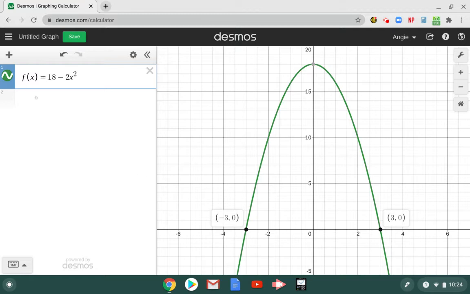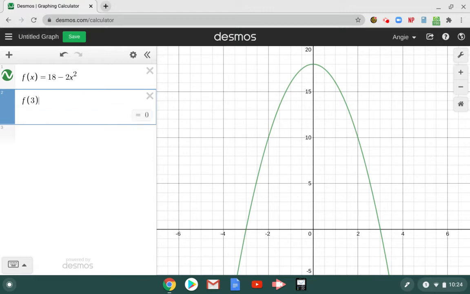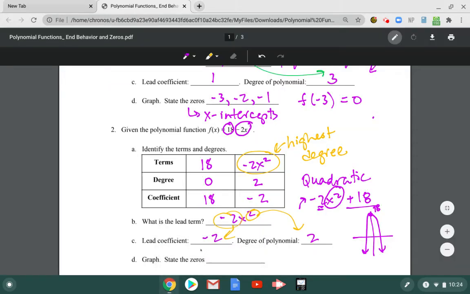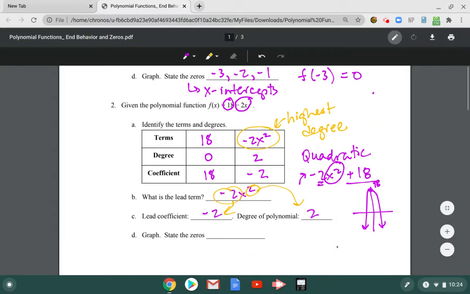And 3. Again, we can easily confirm that these are zeros of our function by just evaluating. f of 3 is in fact a 0. And if I put a negative in front of that, same thing. That one is also 0. So that gives me my x-intercepts. Let's go back to the worksheet. And we've got the zeros now that we can go ahead and fill in. It crossed the x-axis at -3 and 3. So my zeros are -3 and 3.